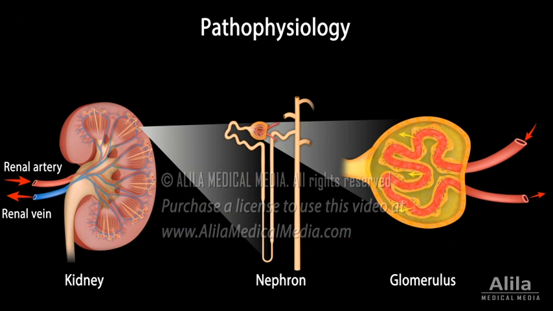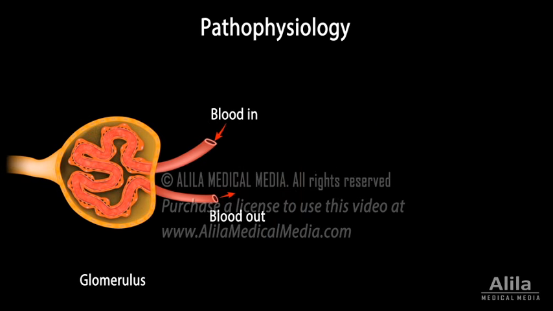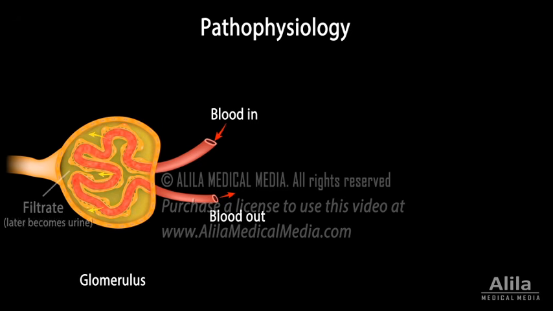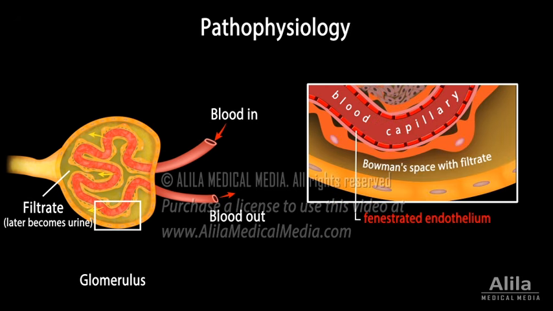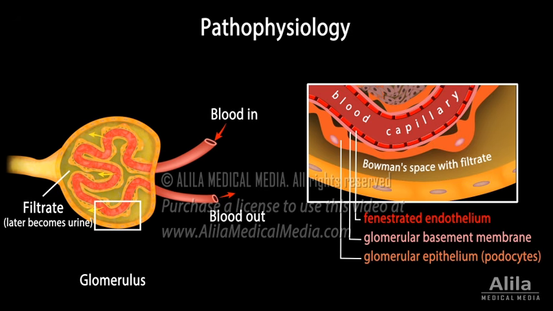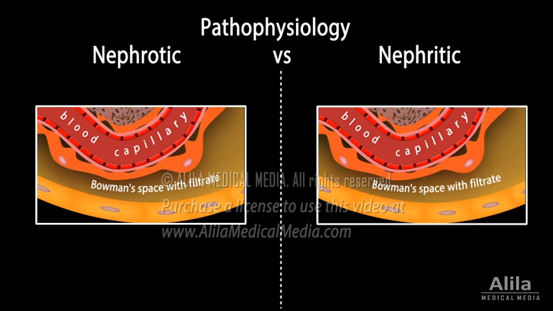Both syndromes result from damage to the glomeruli in the kidney. A glomerulus is basically a ball of capillaries where the filtration of blood into urine takes place. In a healthy kidney, the glomerular filtration membrane allows only small molecules to pass through. This membrane has three components: the fenestrated endothelium of blood capillaries, the glomerular basement membrane, and the glomerular epithelium made of podocytes. In nephrotic syndrome, changes in the membrane's permeability allow proteins to pass into urine.